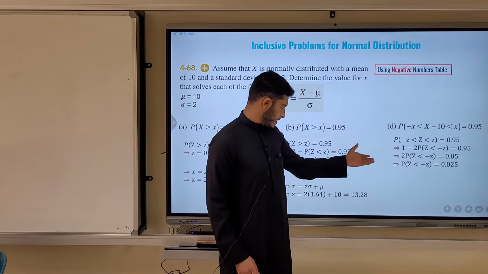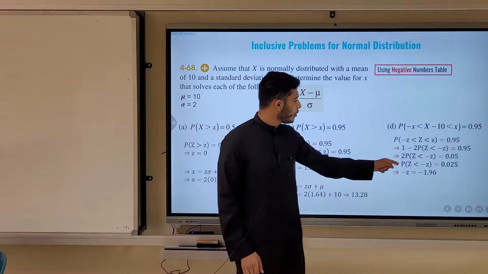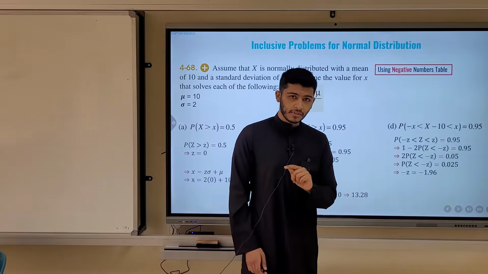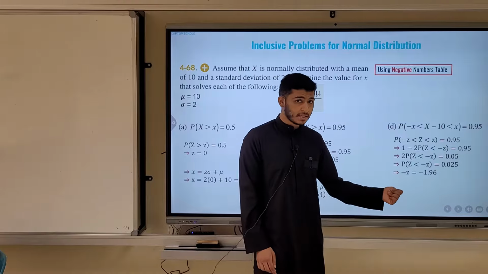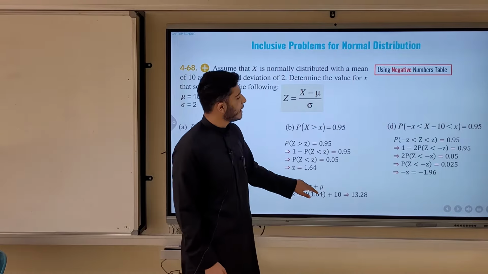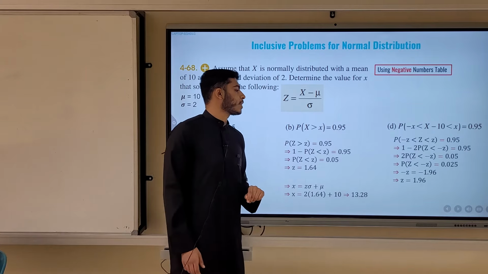So in this, if we go look for it in the table, it's going to be minus 1.96. But remember, the thing we have found is a minus z, not z. So in order to make it a z, we multiply it by -1 both sides, and we end up with the true value for z that we are looking for.